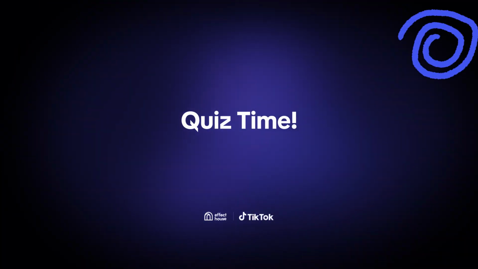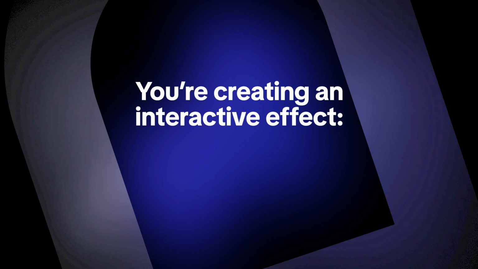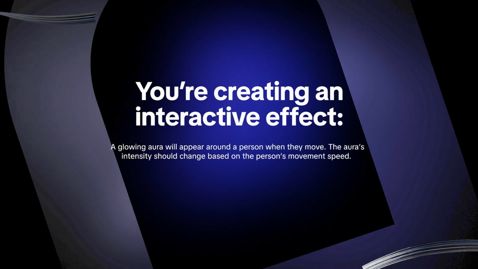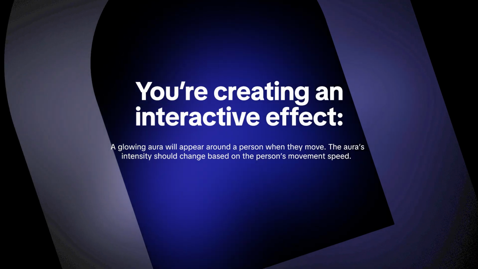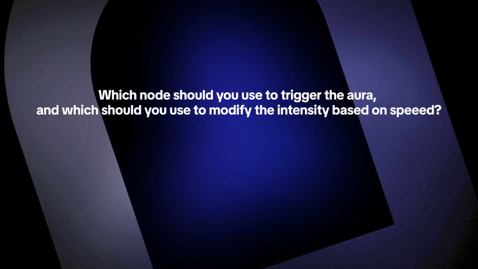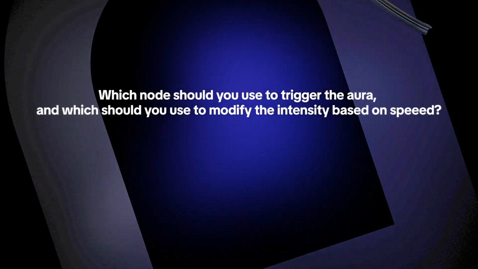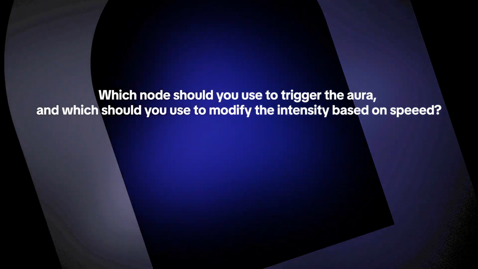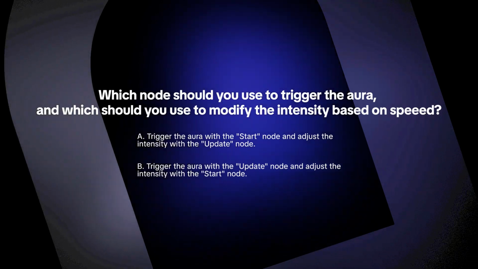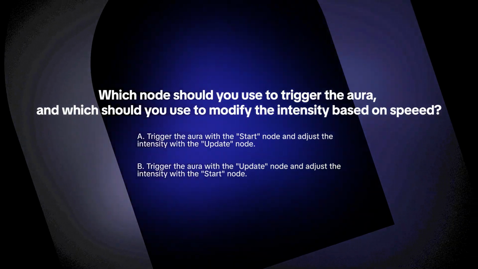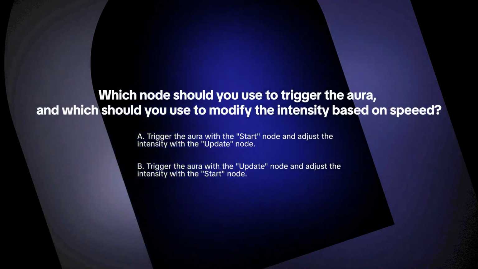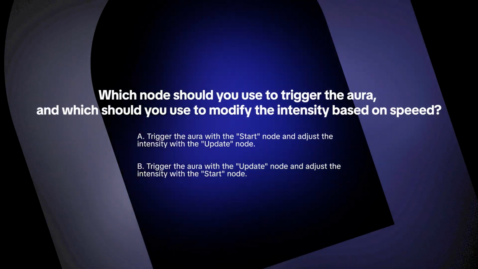Quiz time. You're creating an interactive effect. A glowing aura will appear around a person when they move. The aura's intensity should change based on the person's movement speed. Which node should you use to trigger the aura, and which should you use to modify the intensity based on the speed? A. Trigger the aura with the start node and adjust the intensity with the update node. B. Trigger the aura with the update node and adjust the intensity with the start node.